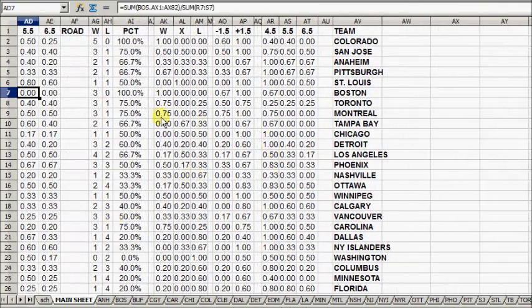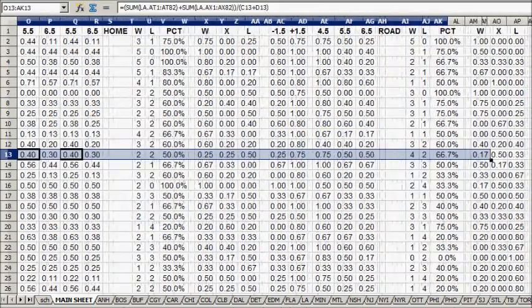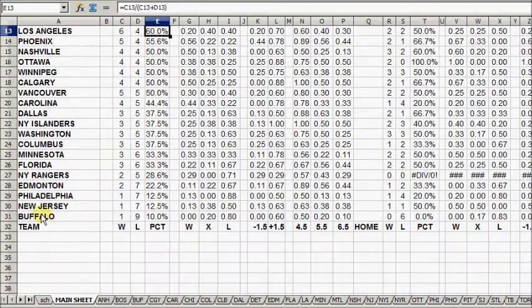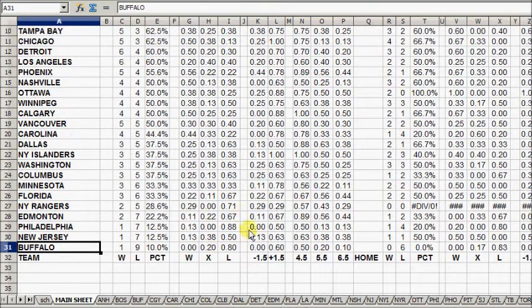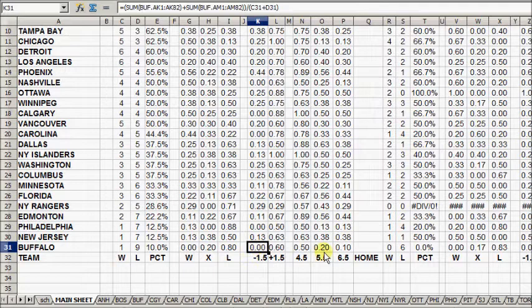So on the road, Boston's 3-0, winning every single game in regulation. Games, of course, they're doing pretty well. Now, as far as Buffalo's concerned, they are the worst team in the league right now. They've won 10% of their games. They're 1-9. They have yet to win a game by 2 goals or more, and 40% of the time they lose by 2 goals or more. Now, only 20% of the games have had 5 or 6 goals or more, so they play relatively low-scoring games.